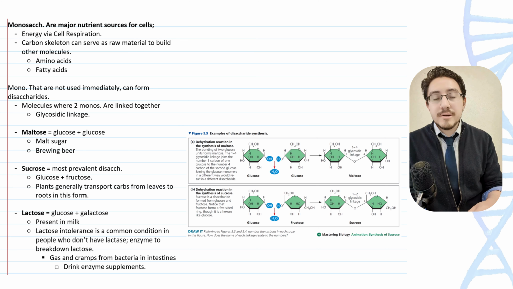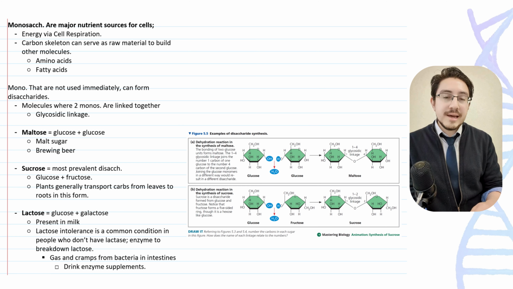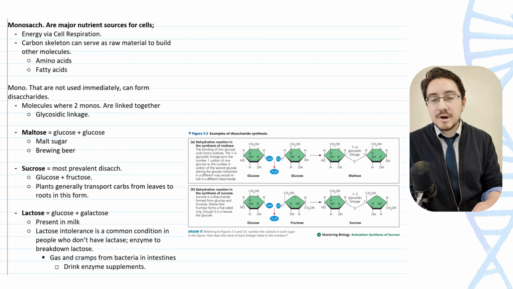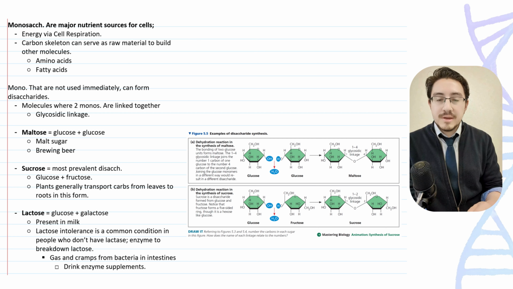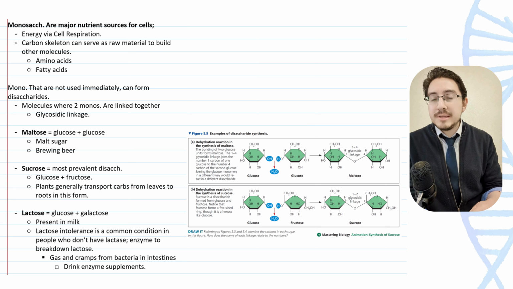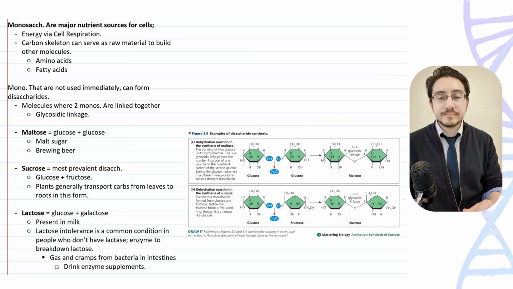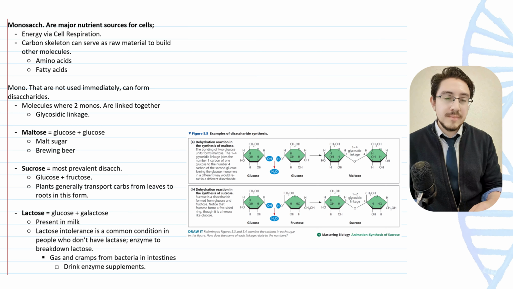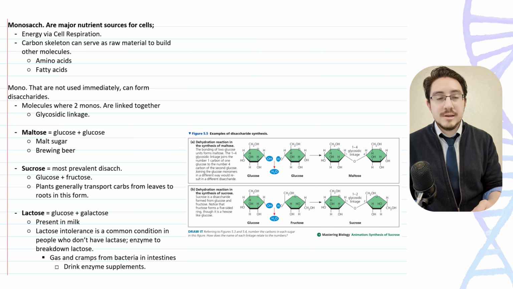The carbons involved in that glycosidic linkage could vary. In this case, you have carbon 4 linked to carbon 1. In this case, you have carbon 2 linked to carbon 1, depending on the structure. So just keep in mind that the carbon number is important.